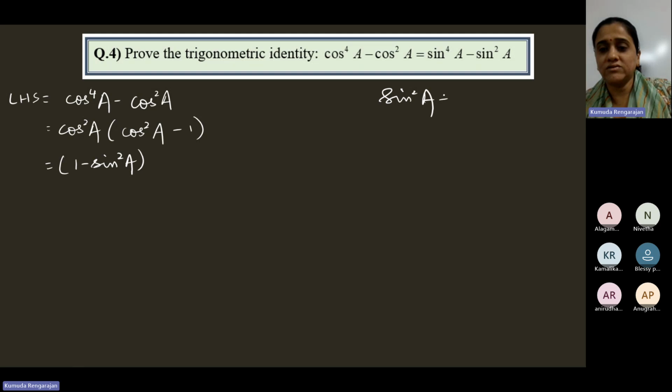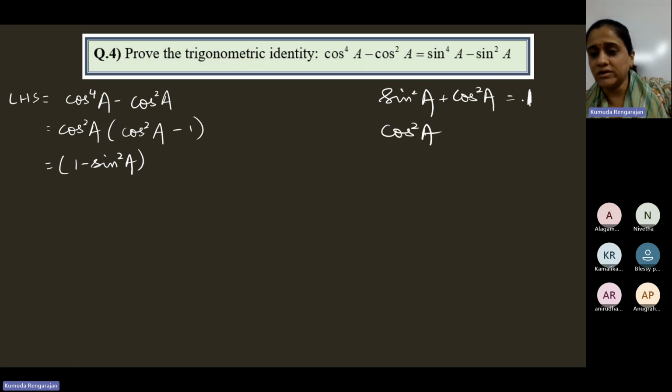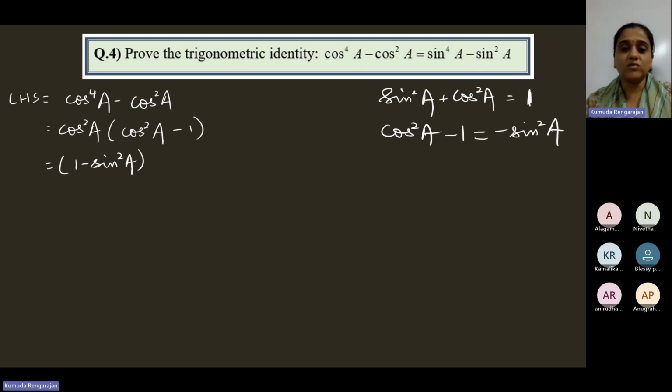Sin square A plus cos square A is equal to 1. So cos square A minus 1 means you should transpose the 1, no? So cos square A, and this 1 comes to the left-hand side, so minus 1. So you must push sin square A to the other side, so it will become minus sin square A. So cos square A minus 1 is minus sin square A.